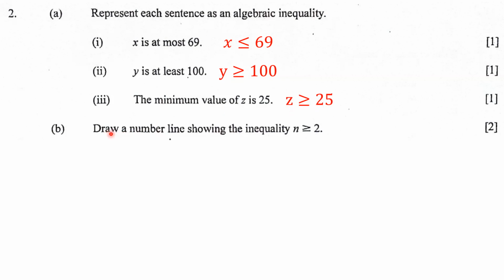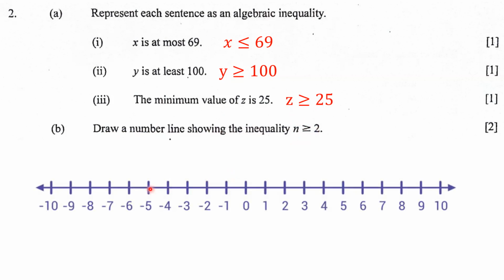Okay, so draw a line showing the inequality n is greater than or equal to 2. So let's draw the number line. We have negative numbers, 0, and positive numbers. Now we have to look for 2. Wherever we see 2, we're going to put a circle. Now we shade the circle because it says n is greater than or equal to. Because of that line underneath, we shade the circle. If the line was not underneath, we're just going to have an empty circle that is not shaded.